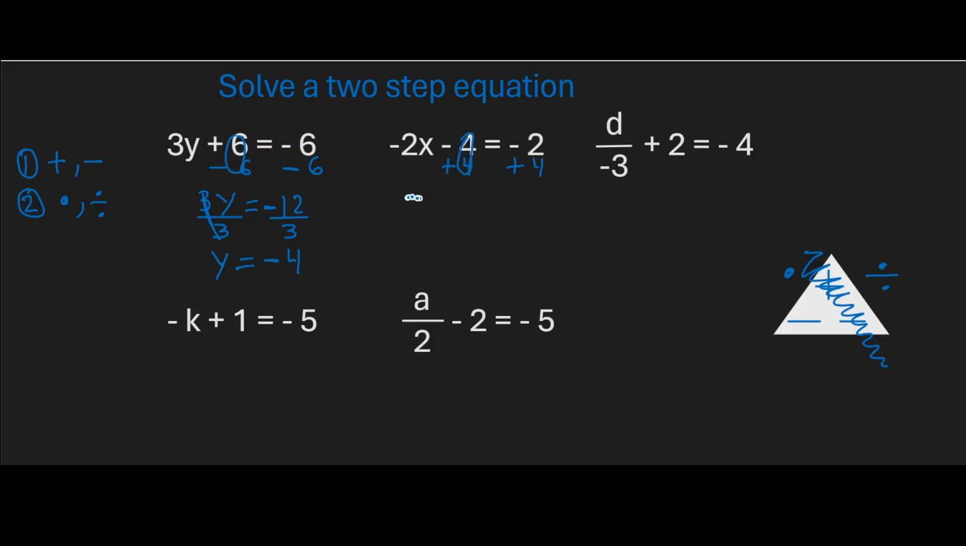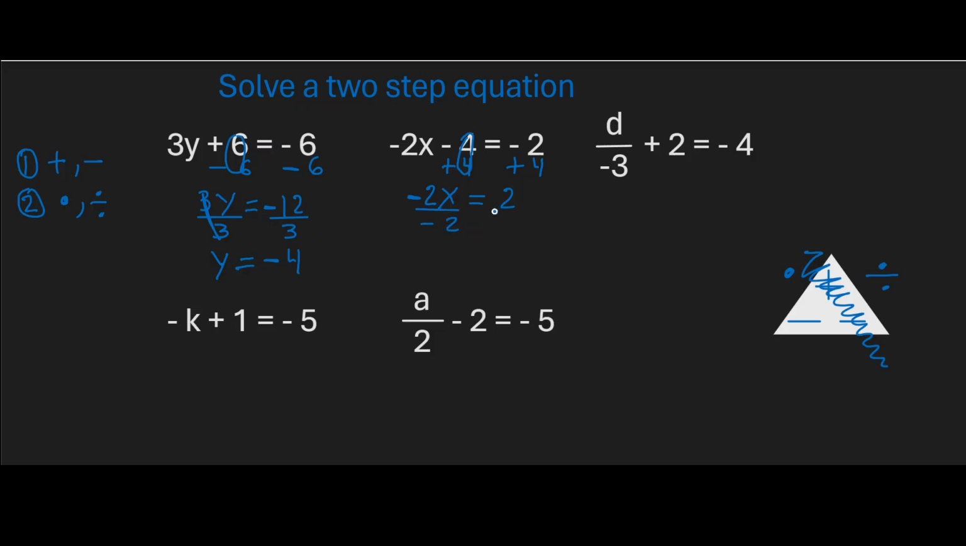Then you get negative 2x equals, can you see that they have different signs? Subtract, give the sign of the biggest number, the answer should be positive 2. And now, step 1, we got rid of this 4 by adding. Step number 2, we have multiplication between these two numbers. The opposite of multiplying is dividing. So what I'm going to do is divide by negative 2.